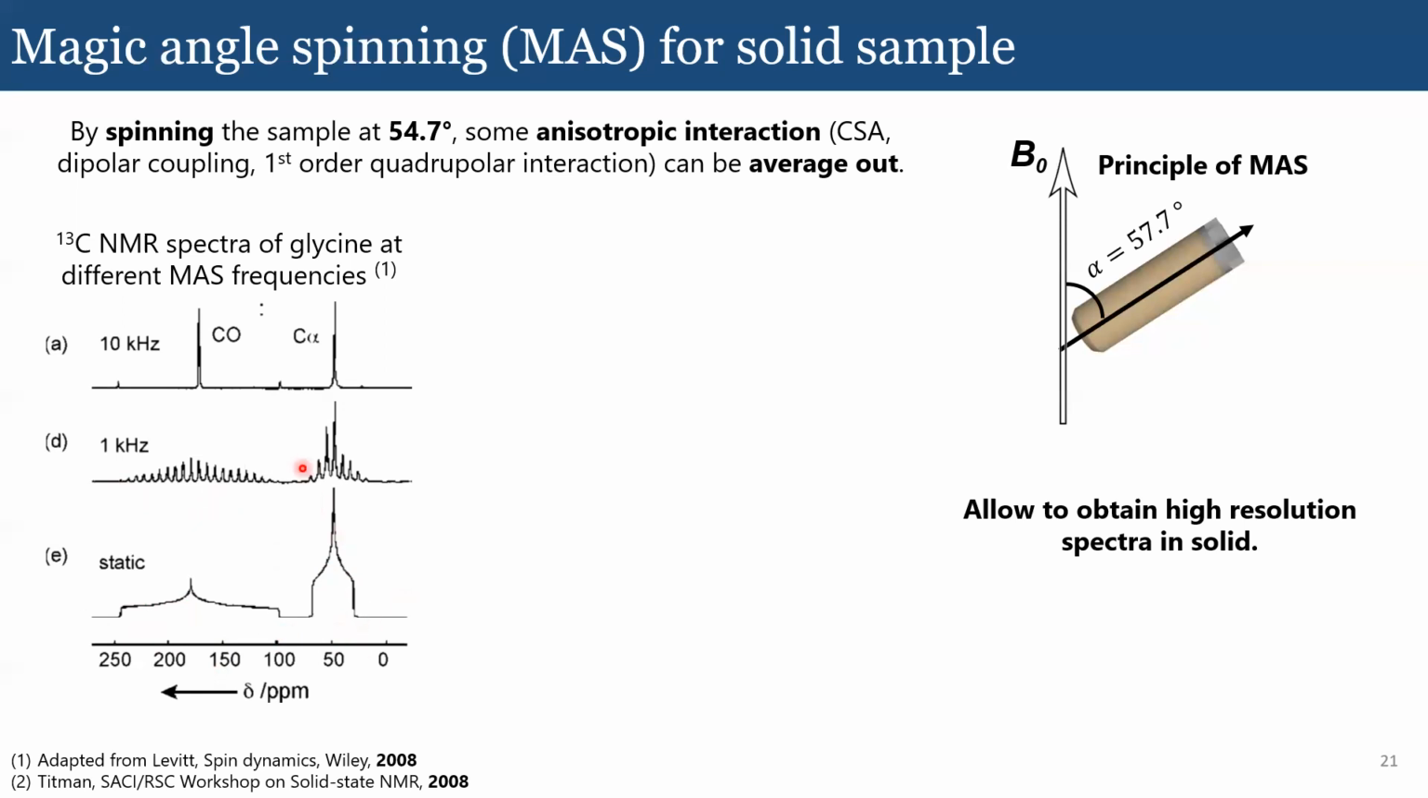But then if you go at speeds that are large enough to average that interaction, you're going to end up here, which is pretty much only two signals that are very sharp. You have tiny spinning sidebands still left here, but at that point, you've reached a resolution that is almost as good as what you would have in a liquid-state sample. And that's the reason why we're doing magic angle spinning in solids, just to improve the resolution.